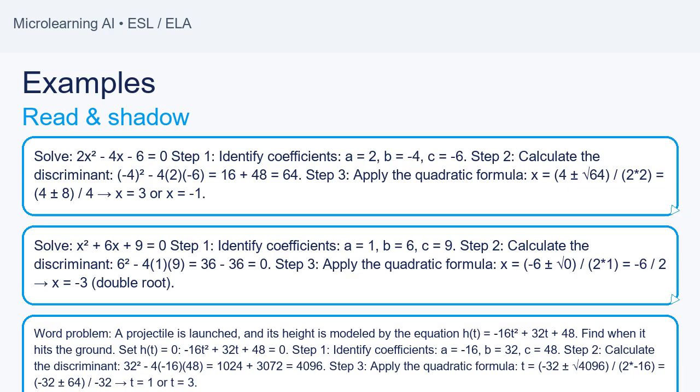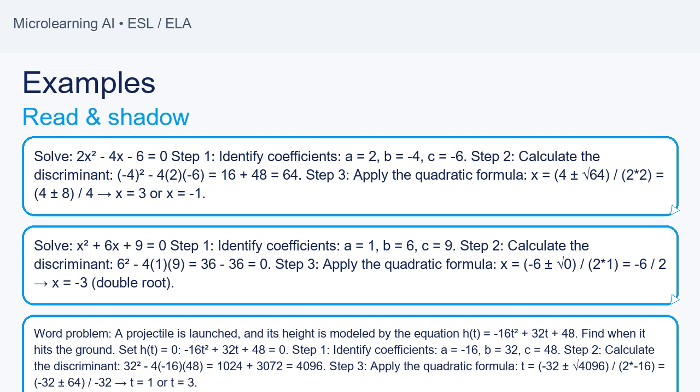Word problem. A projectile is launched and its height is modeled by the equation h of t equals negative 16t squared plus 32t plus 48. Find when it hits the ground. Set h of t equals 0. Negative 16t squared plus 32t plus 48 equals 0.